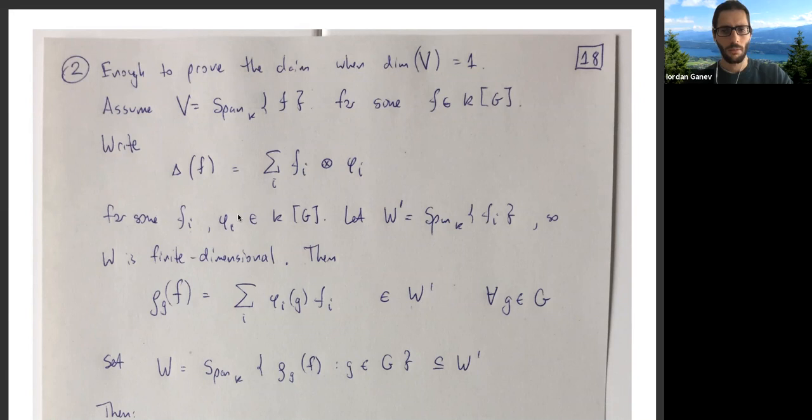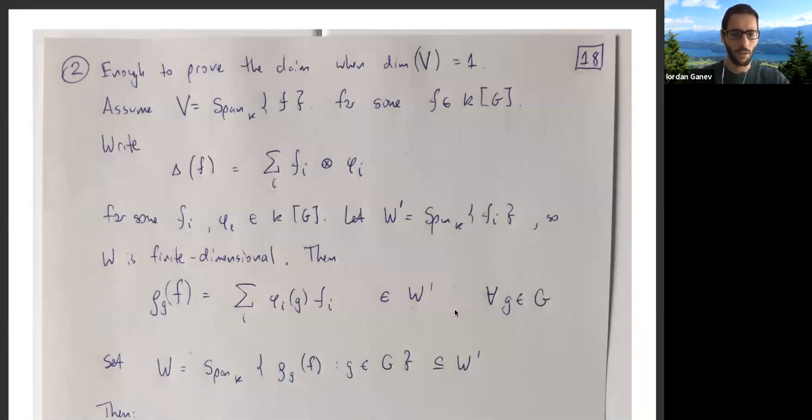So then let's take W' to be the subspace spanned by these F_i. And it's finite dimensional because this is a finite sum. And now what happens when we apply rho_G of F? Well, the same computation that we did early on shows that this is what it's given by. And in particular, this lives inside of W'. So for any little g in G, when we apply this map rho_g, we get something that lives in this subspace W'.